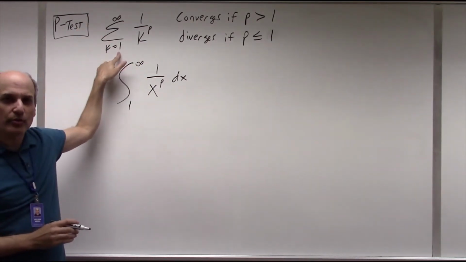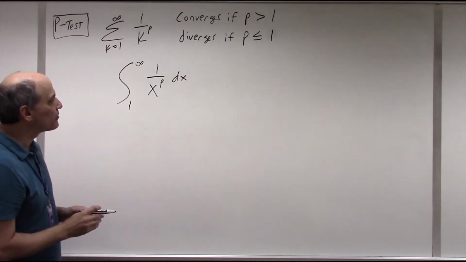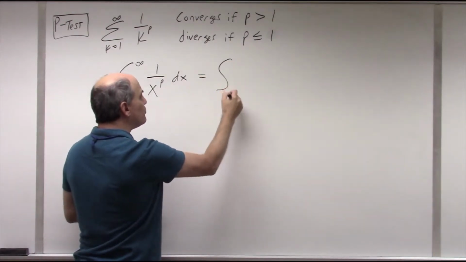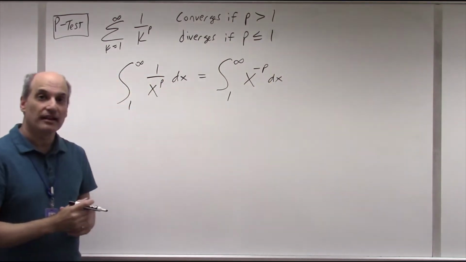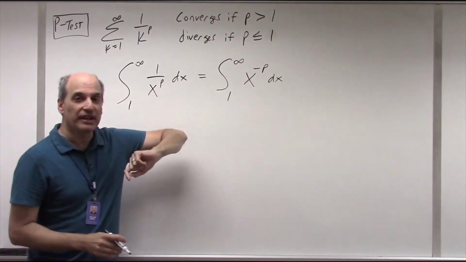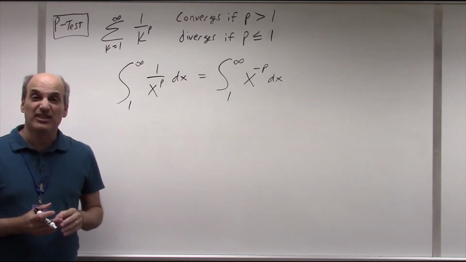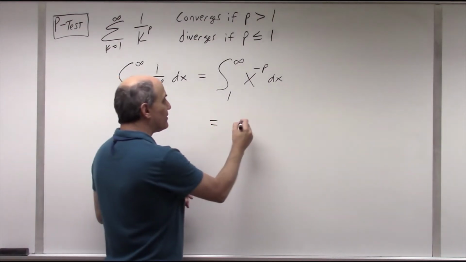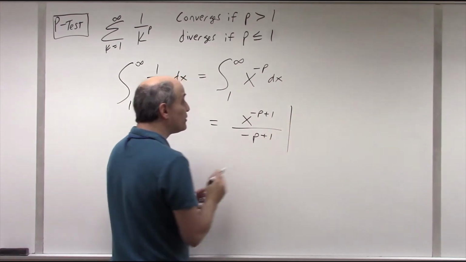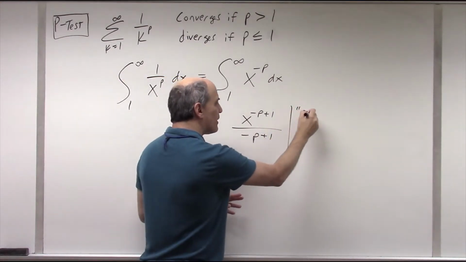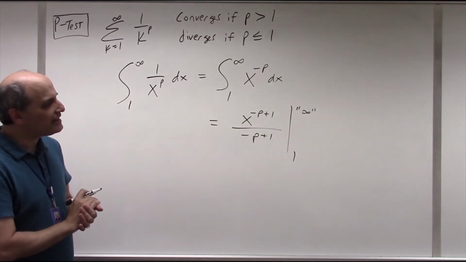If k started with a different number, you would just start the integral at that number, whatever it was. So this is just the integral from 1 to infinity of x to the negative p power dx. That is, x to the negative p is just 1 over x to the positive p. And that's an easy integral. That's just a power rule problem. That's x to the negative p plus 1 over negative p plus 1, where now I have to plug in 1 and quote-unquote infinity.